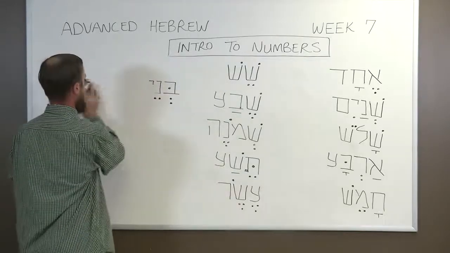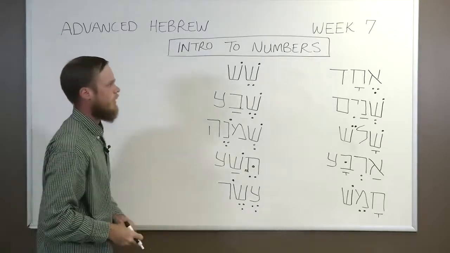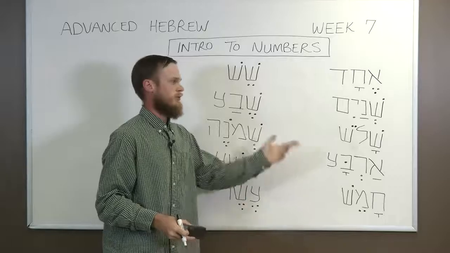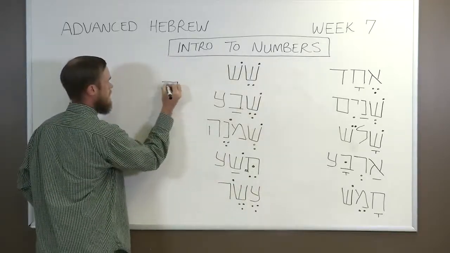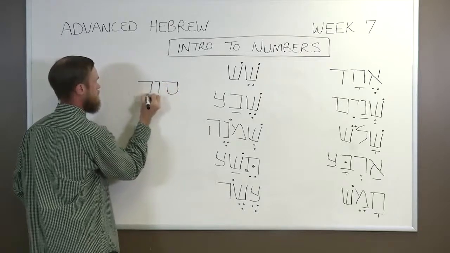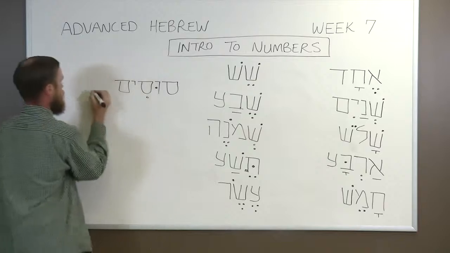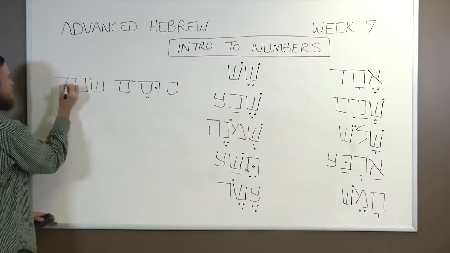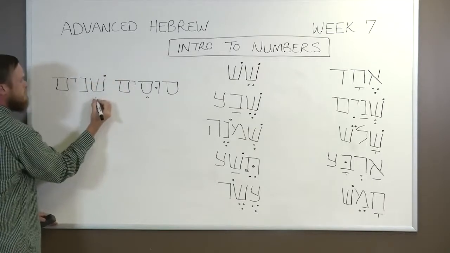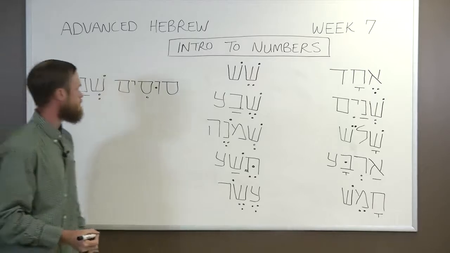We do the same kind of transformation to Shanayim when it is put in the construct state. So 2 horses would be Susim Shanayim in the adjective form. Step off screen here for a moment so I can write this. Okay, Susim Shanayim.